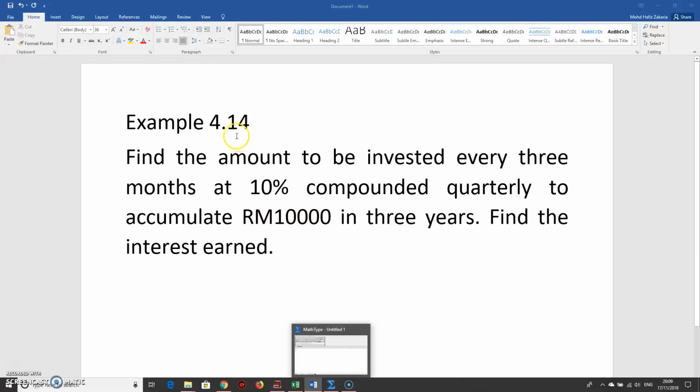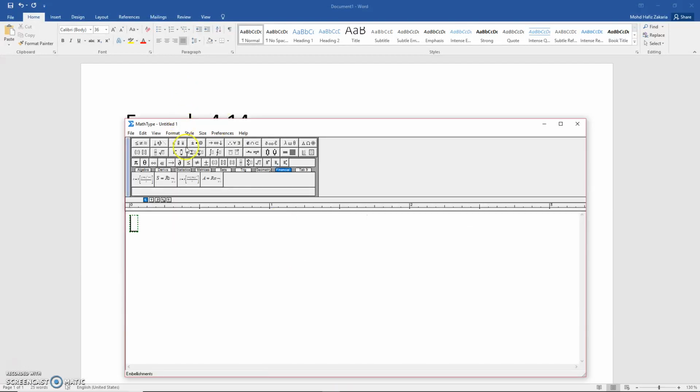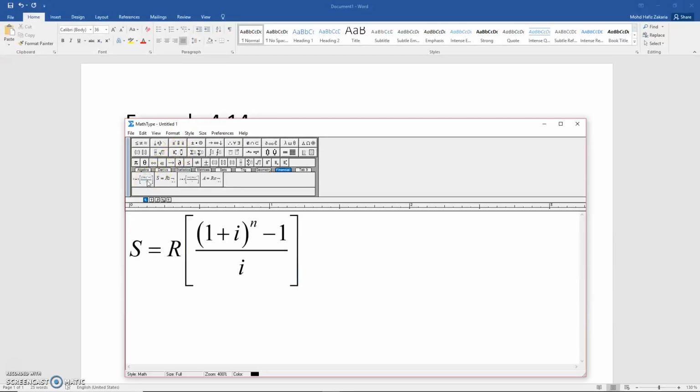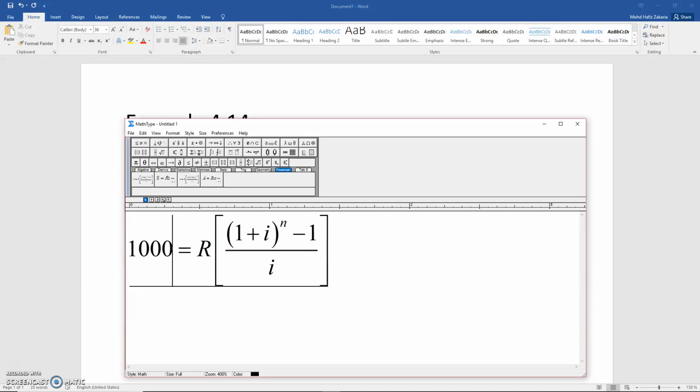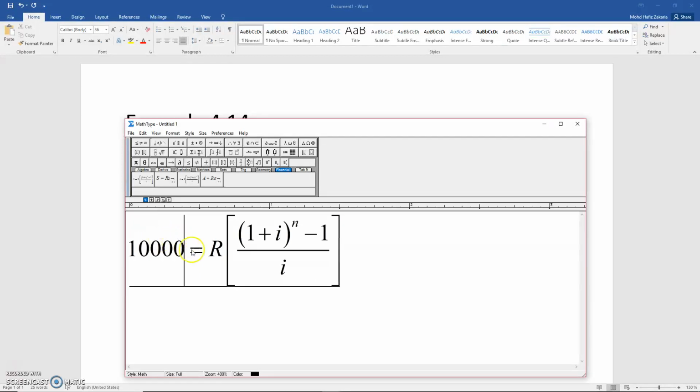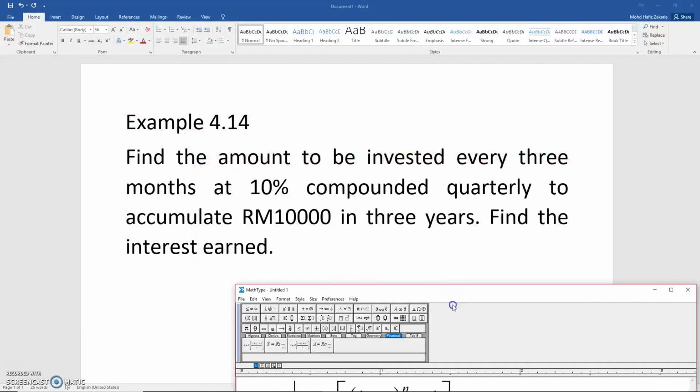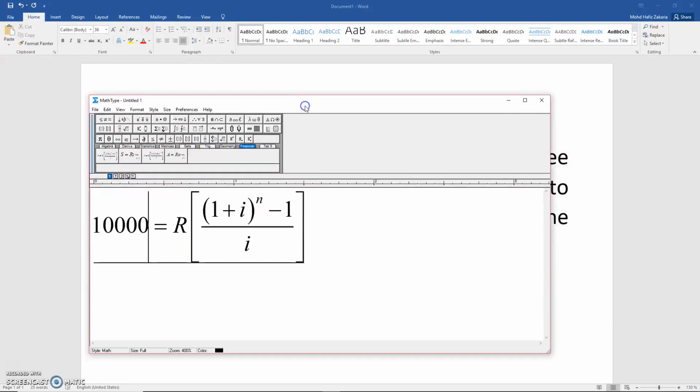So to find the amount that needs to be invested every 3 months, we will use the formula of S, the formula of annuity in finding future value. So the targeted future value is 10,000, and we want to find out the value of R. And we know that the compound interest is 10% compounded quarterly.